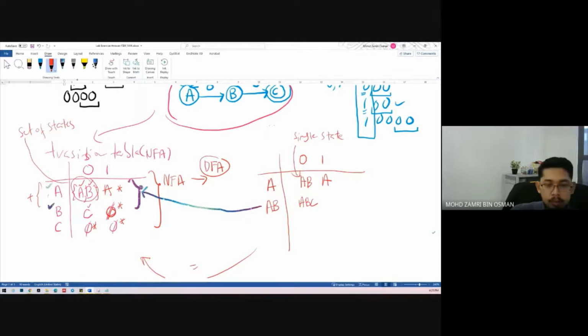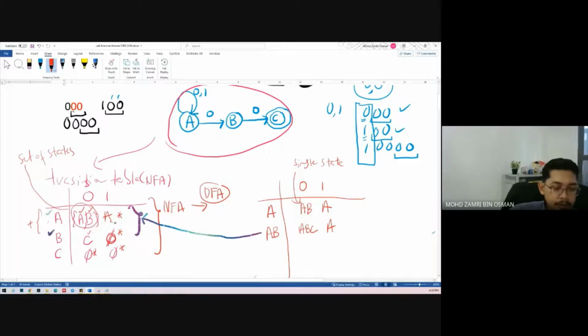So A, B, C. And since we have A and also phi here, that's why we only have phi here. All right, by looking on this table that we have here, we try to look on the diagram again. So which one is the final state? The final state is this one, C. So we can have something like this. This will be the entry.